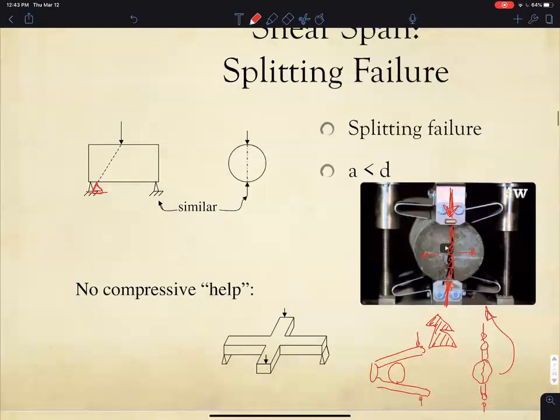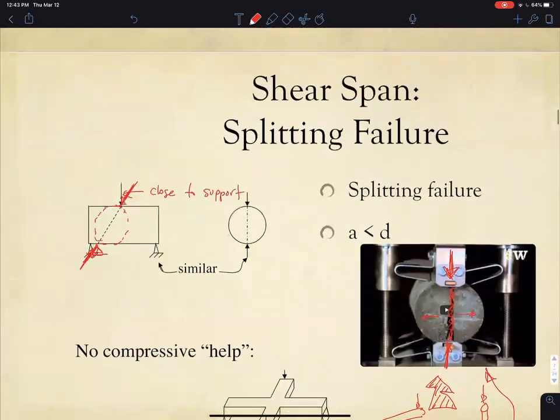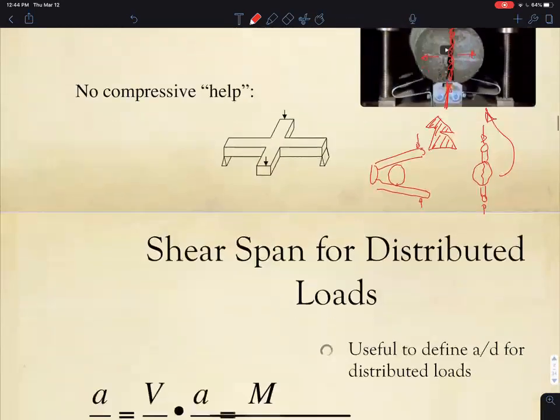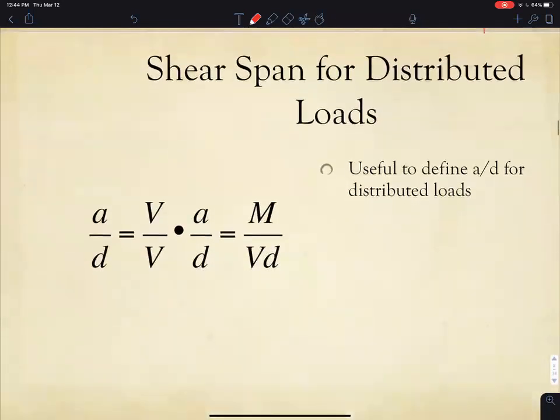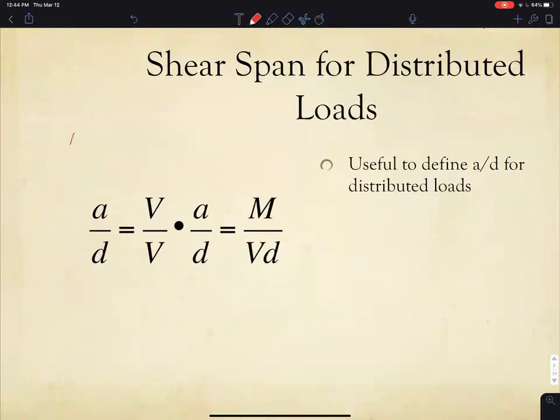And when you bring this load close to the support, what you're doing is that component and that component of the load and the reaction splits the concrete just like a split cylinder test. And we call this splitting failure. Okay, but what if you don't have a point load? What if you have a distributed load? So you have something like this.